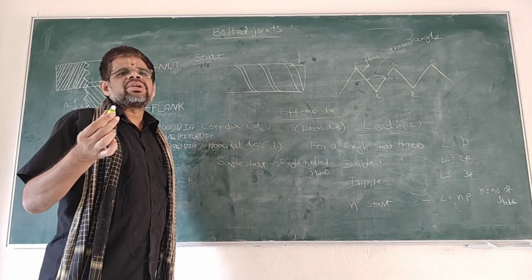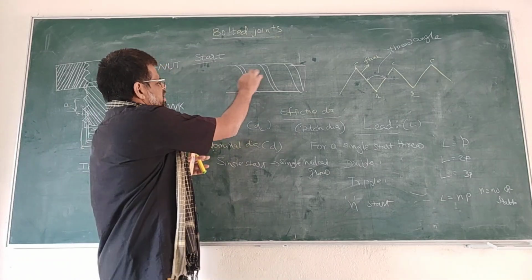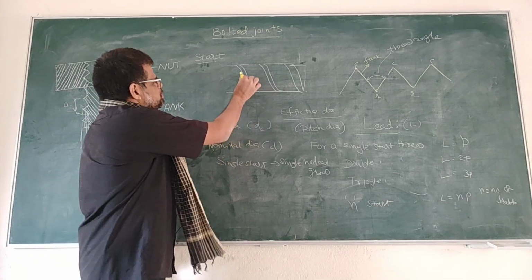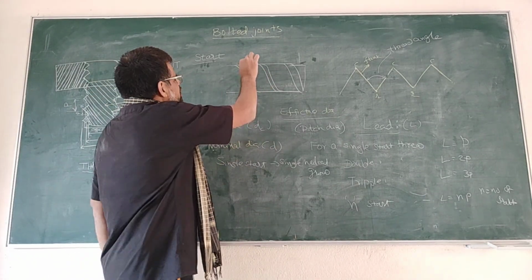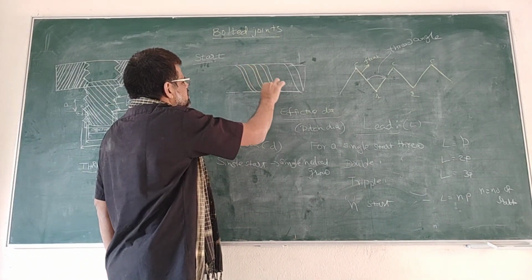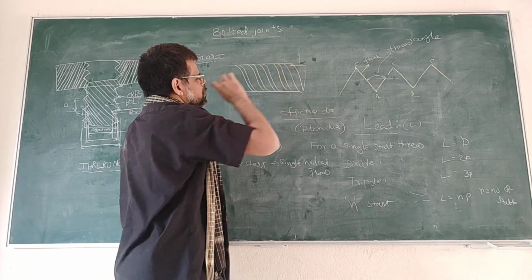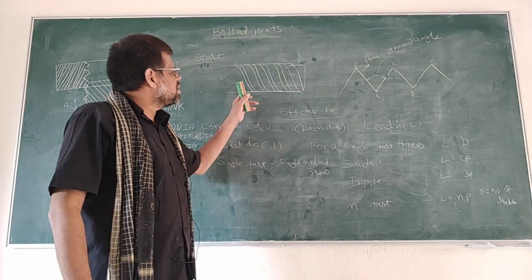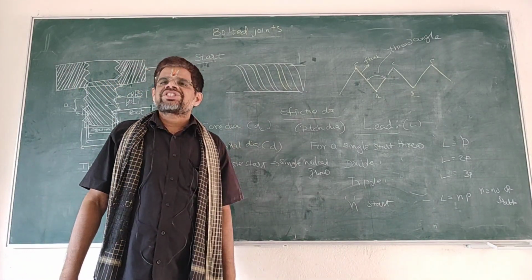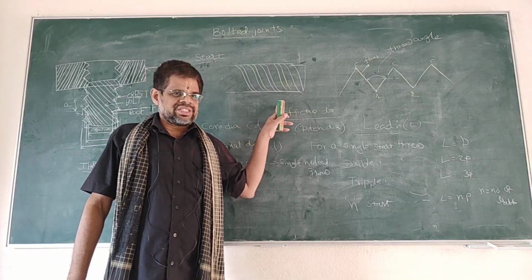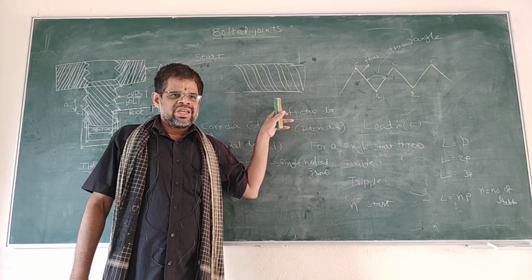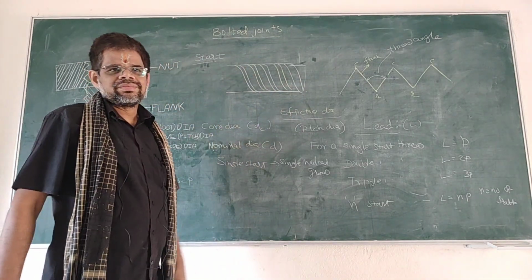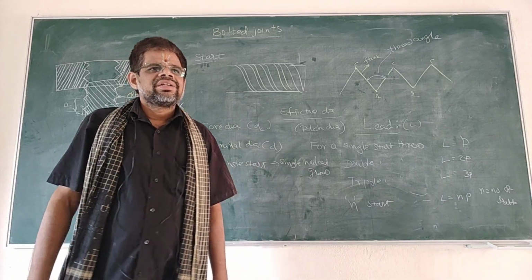If you need a double start thread, then in between you will cut another groove like this. There is a space between these two, and in that you will cut another groove. It is the groove which is cut between the spacing of the initial groove. Then this is called double start. Now this consists of 2 starts. If another groove is also made in between, then that is nothing but 3 start.